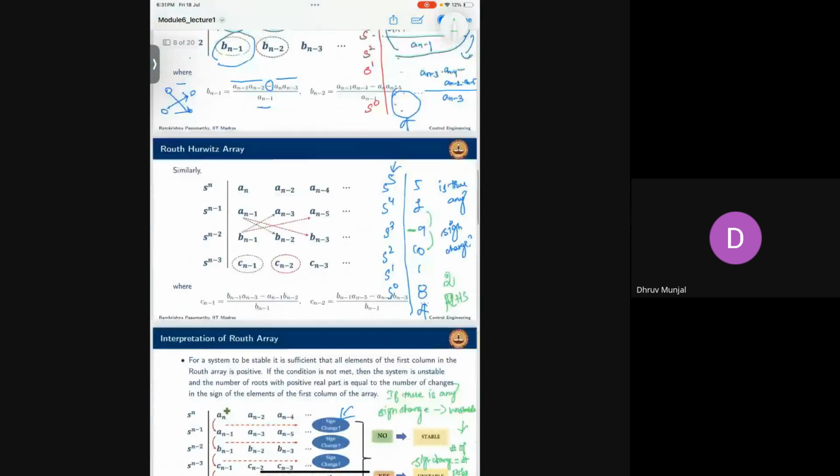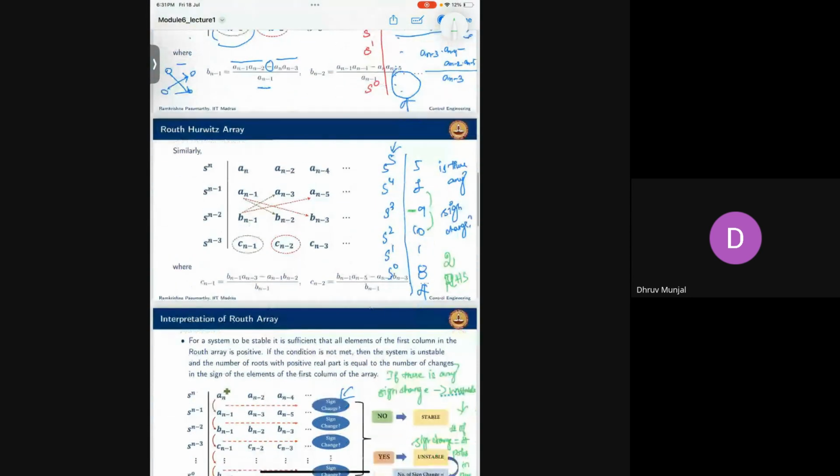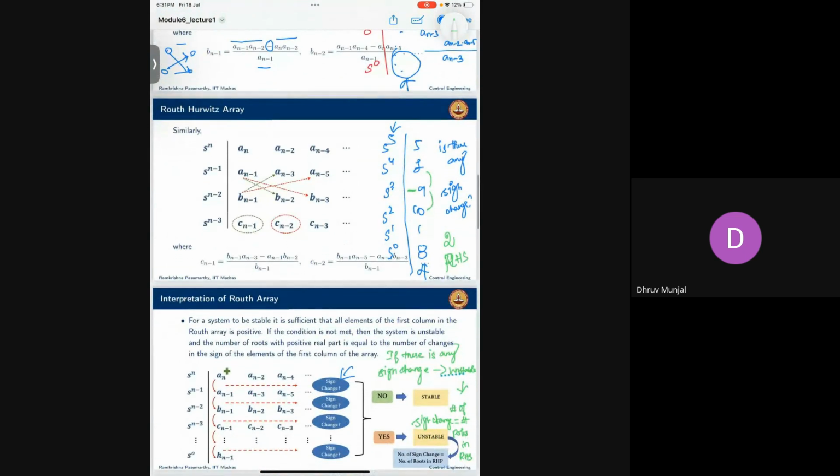Like we are multiplying roots and then subtracting, kind of finding a determinant. Why are we doing that? Like how does it help?